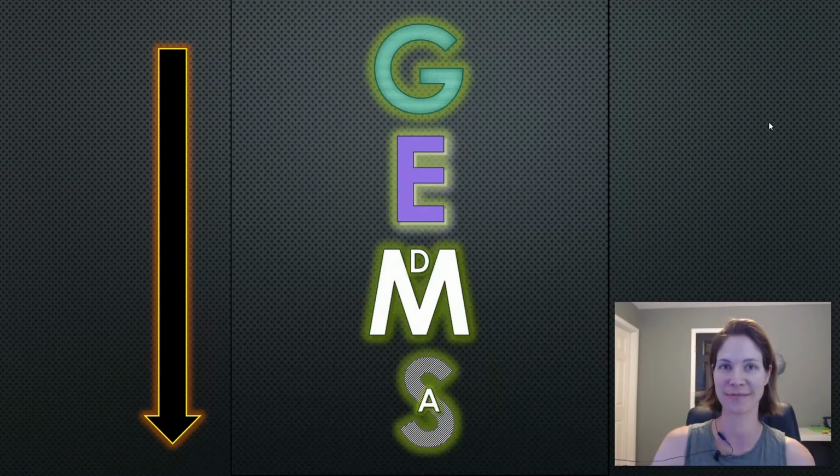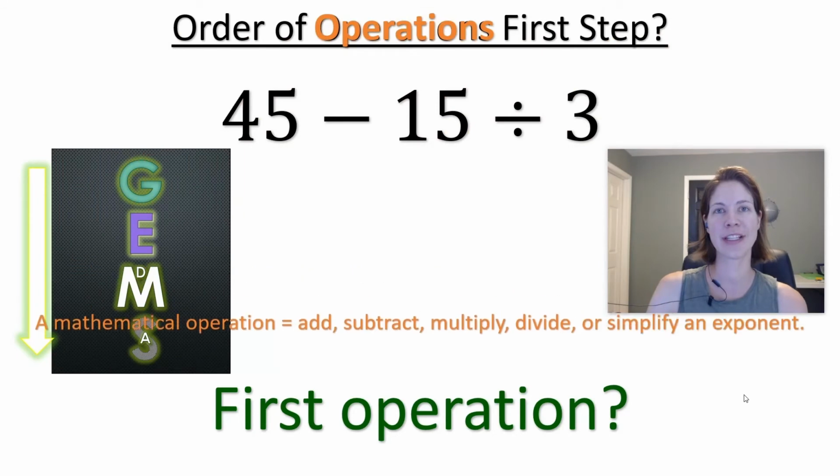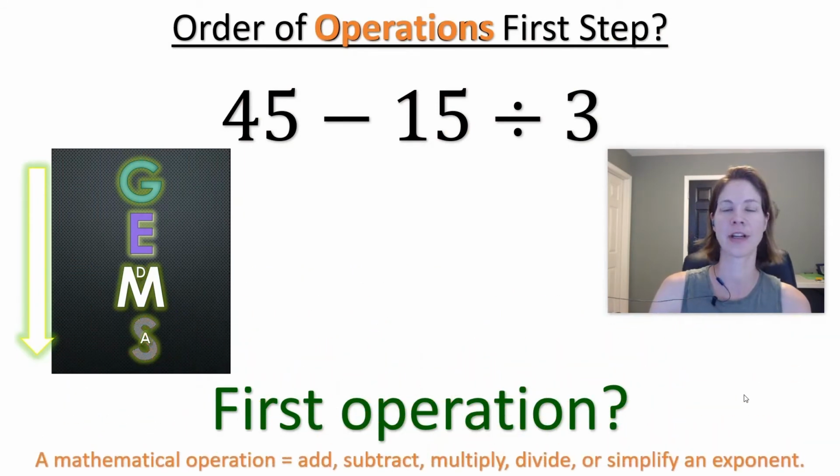So we're going to be looking at some expressions, and we're going to be determining what the first step is to simplify the expression. In order to use order of operations, we need to make sure we know what operations are. So operations are either addition, subtraction, multiplication, division, or exponents.